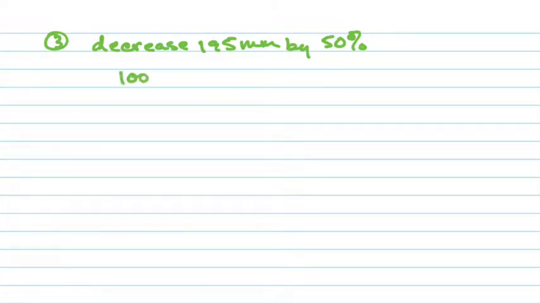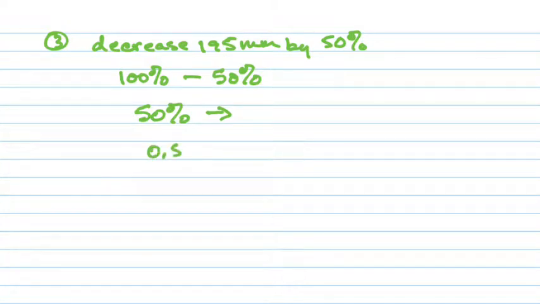So the original amount was 100%. We're decreasing, so that's subtraction. We're taking 50% off, so that's going to give us 50%. Change that to a decimal, it becomes 0.5 times my original amount, which is 195. Anybody?